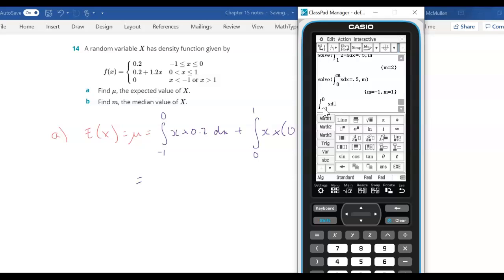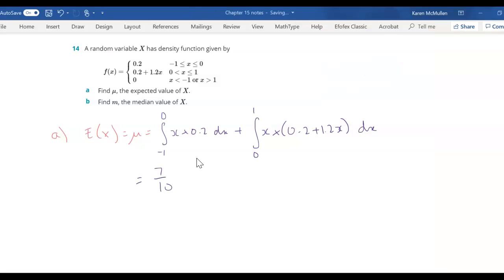X times 0.2 dx plus the definite integral from 0 to 1 of 0.2. You could probably do this one quite easily by hand, to be honest. dx, and then 7/10. Lovely. And I already know where that's going to be, 0.7.